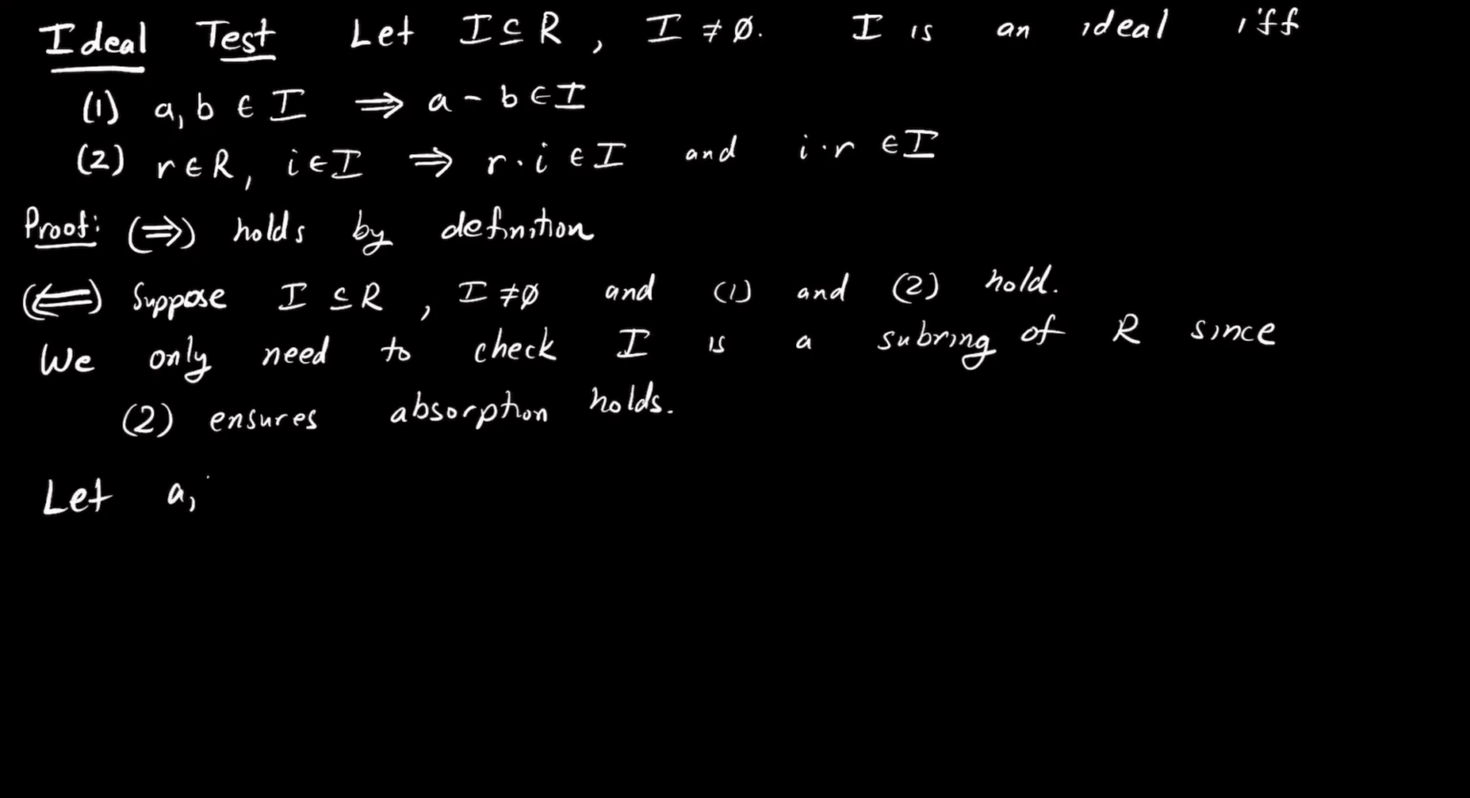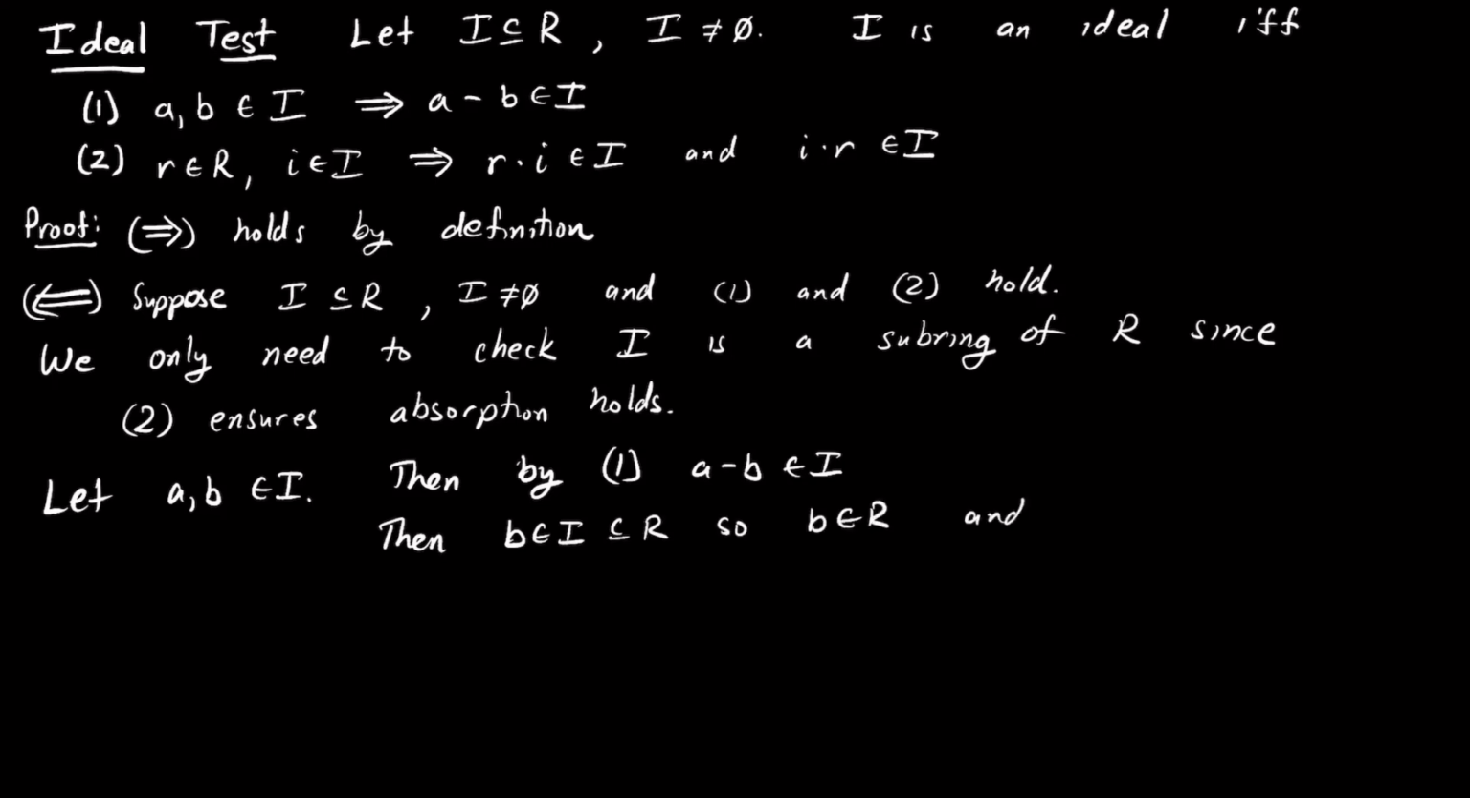I'll say let A and B be elements of I. Then I know that by property 1, A minus B is an element of I. So we're closed under subtraction. And what else do I know? Well, then I also know that B, it's an element of I, but I is a subset of R. So B is an element of R. And by 2, I get that A times B is an element of I, and B times A is an element of I. But we only need one of these. We don't need to check both. But in any case, I see that it's closed under multiplication, and this completes the proof.